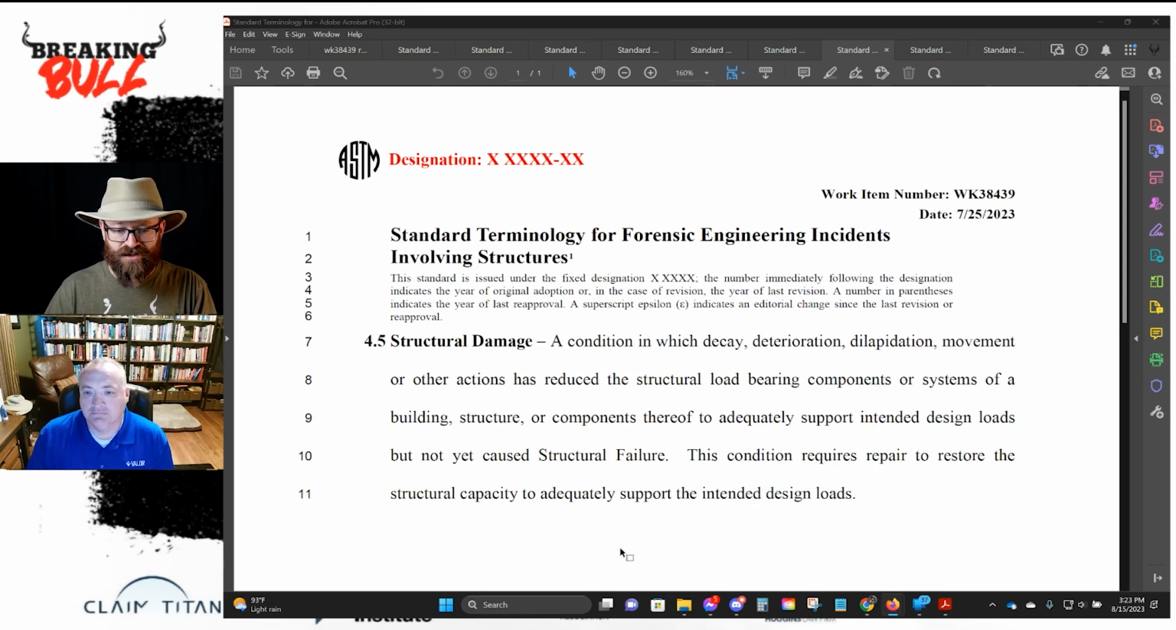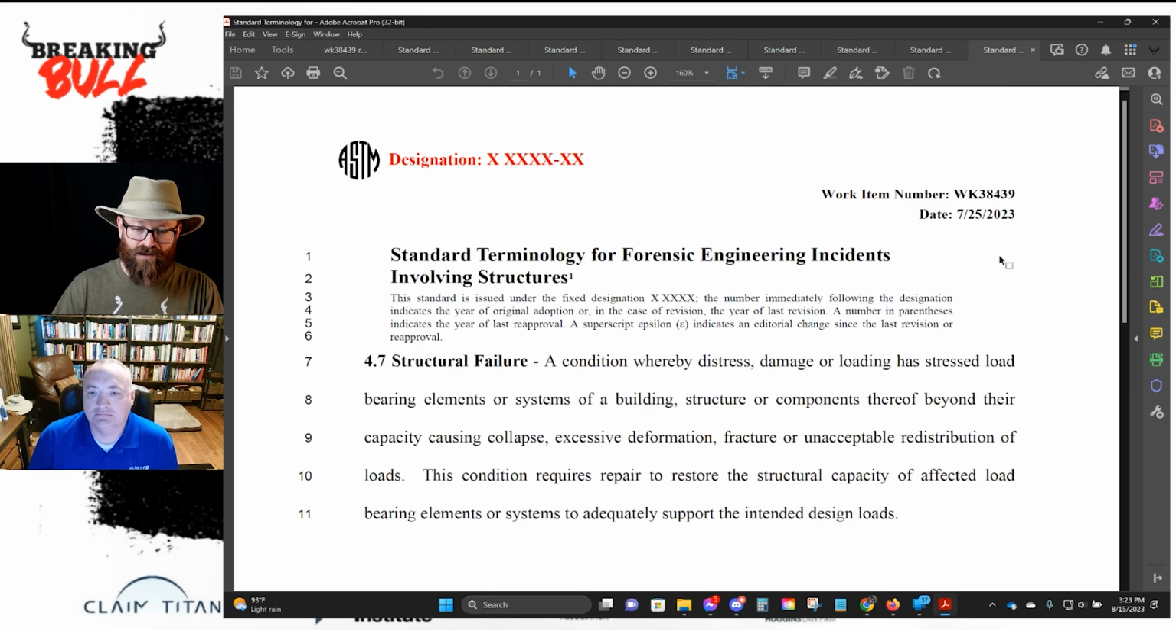Yeah. All right, so this specifies, but not yet cause structural failure. Because it said that, I'm actually going to skip over to the structural failure definition. A condition whereby distress, damage, or loading has stressed load-bearing elements or systems of a building, structure, or components thereof beyond their capacity, causing collapse, excessive deformation, fracture, or unacceptable redistribution of loads. This condition requires repair to restore the structural capacity of affected load-bearing elements or systems to adequately support the intended design loads. Commentary here?